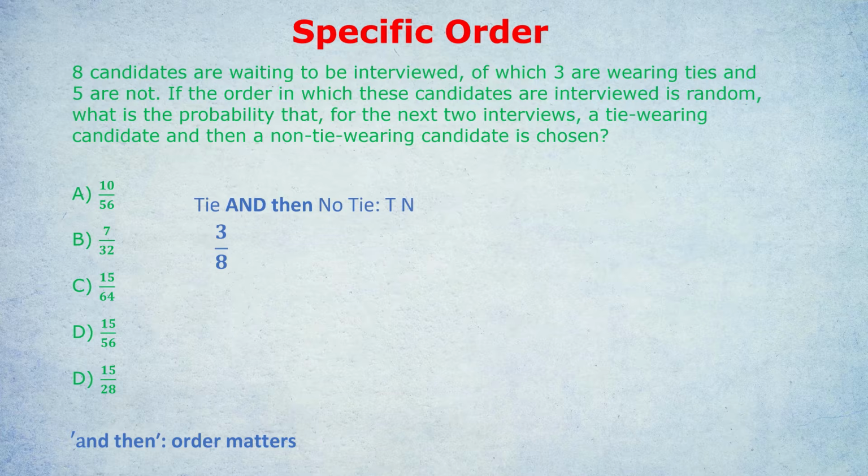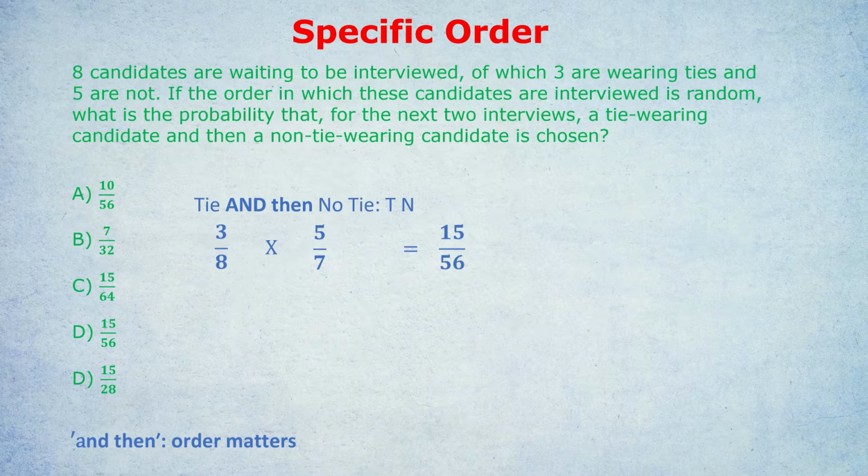Now, there was no mention of the person who's being interviewed going back out and waiting again. So this is not a replacement situation. This is a without replacement situation. So the total number of candidates has dropped to 7, of which 5 don't wear ties. And again, and means multiply. So we'd multiply these 2 fractions to give us 15 over 56.